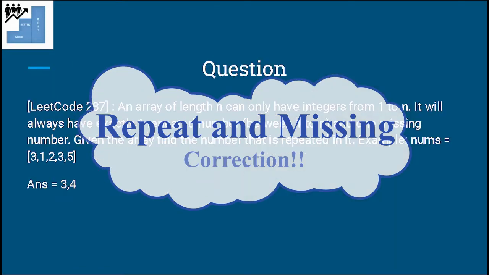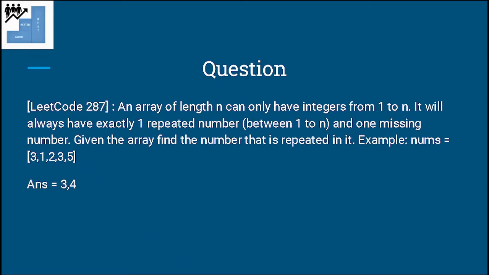The question is to find the repeated and missing number. In an array of length n, there could be elements between 1 to n, out of which exactly one is repeated or duplicate and exactly one number is missing. We need to find what is the missing number and what is the duplicate number. For example, in this array, we can see the duplicate number is 3 and the missing number is 4. So how are we going to do that?